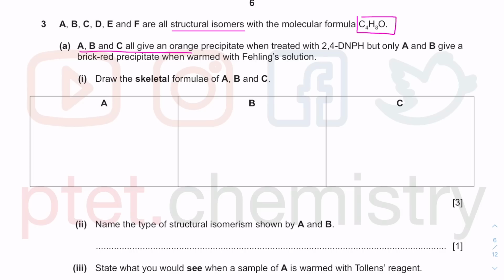A, B and C give you an orange precipitate with 2,4-DNPH. So A, B and C have ketones or aldehydes. So they will give you a positive orange precipitate when they undergo condensation with 2,4-DNPH. Only A and B give a brick red precipitate, so only A and B are going to be aldehydes, because only the aldehyde can react with Fehling's or Tollens' reagent.